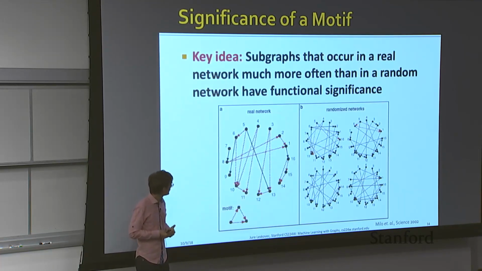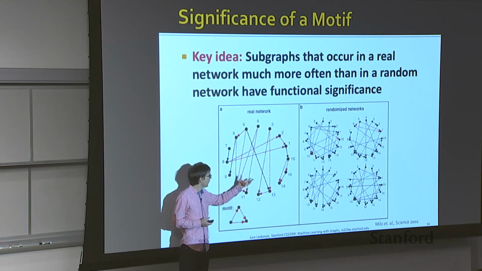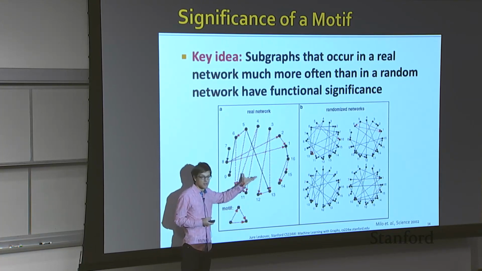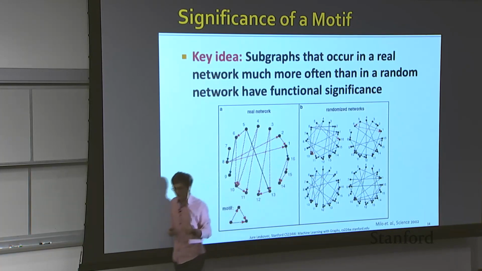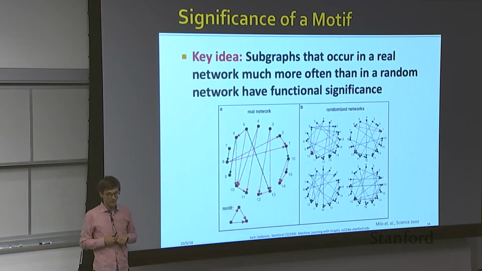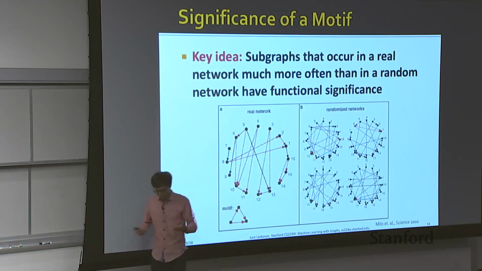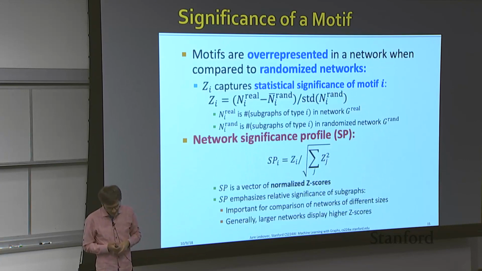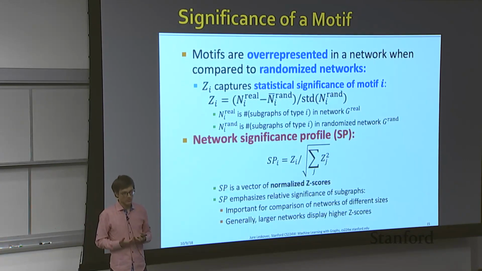So our conclusion would be that this motif is overrepresented or overexpressed in the target network when compared to some kind of null model random networks. Okay? So let me now tell you how you compute this significance. And significance is essentially just a z-score.